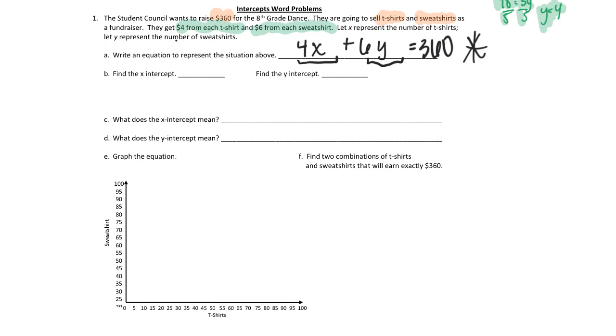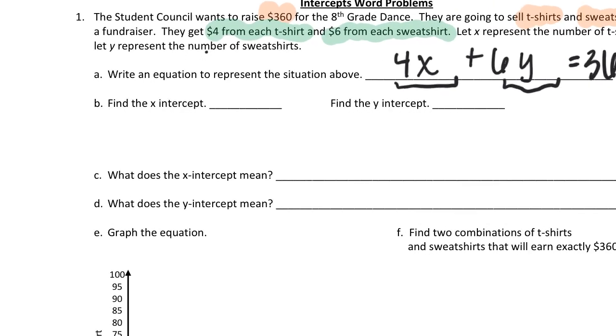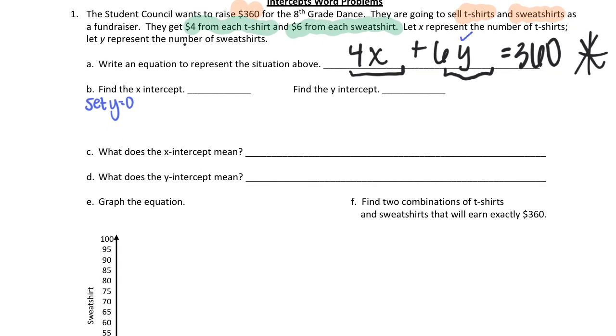Remember from the problems that we've done before, if we want to find the x-intercept, you set y equal to 0. If we set y equal to 0 right here, 6 times 0 would give us 0. So we're just left with 4x equals 360. Go ahead and divide that out. 4 goes into 36 9 times, add a 0 on. Make sure you're writing that as an ordered pair, 90, 0.